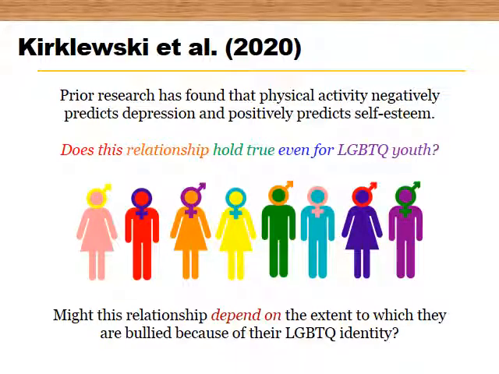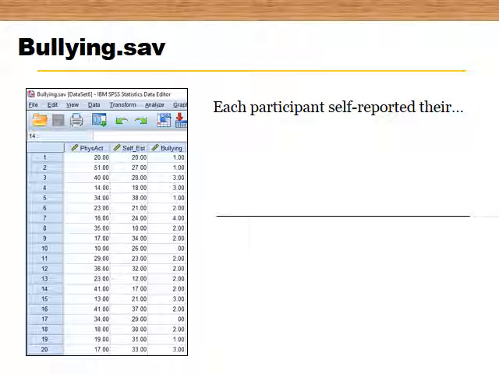Furthermore, they also asked the LGBTQ children who participated in this study about the extent to which they're bullied for their LGBTQ identity. The researchers hypothesized that the relationship between physical activity and self-esteem might depend on the extent to which the children experience bullying. The data file for this practice problem is called bullying.sav.